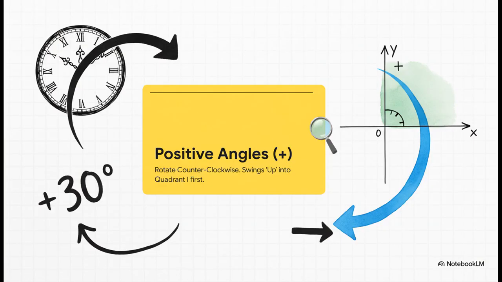Okay, first up, positive angles. If you see a positive angle, like say plus 30 degrees, you're going to rotate counterclockwise, the opposite way a clock's hands move. You start on that x-axis and you swing up right into quadrant I. That's it. Positive means up.